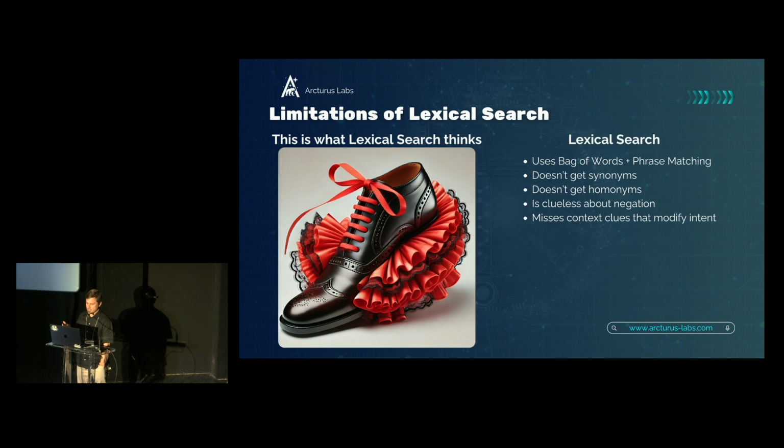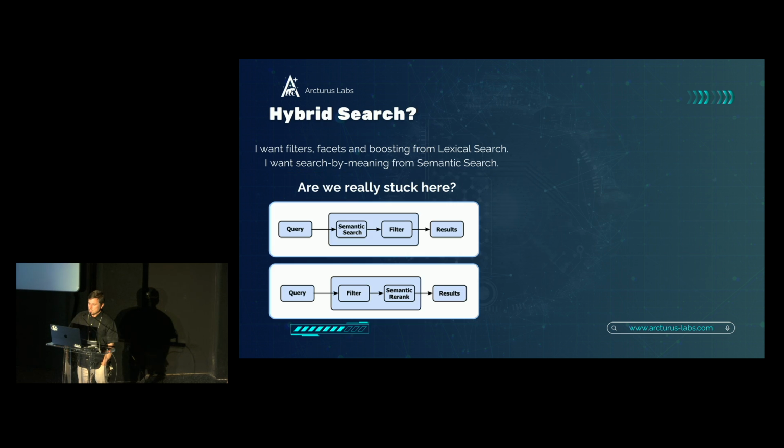Lexical search is clueless about negation. You say, don't ever call me again, and it calls you again all the time. Semantic search is missing the contextual clues in the language that we as humans use to modify and understand the intent. And so, in some respects, the things that lexical search is not quite as good at are the very things that semantic search excels at. So are we really stuck here?